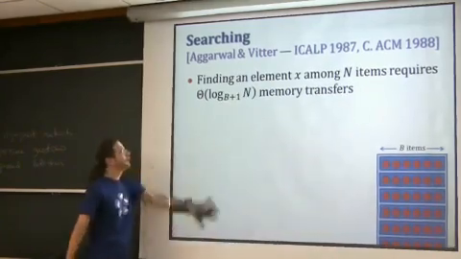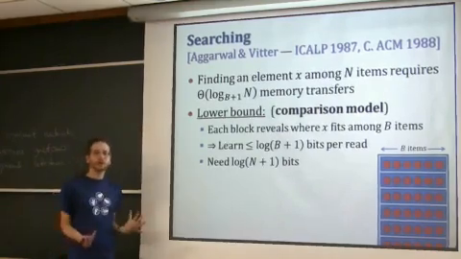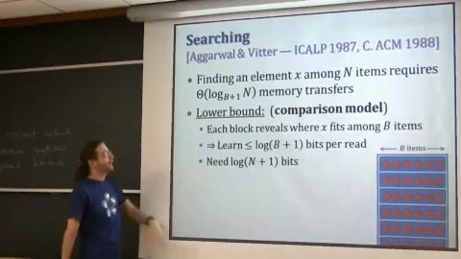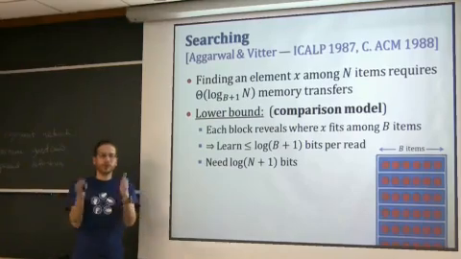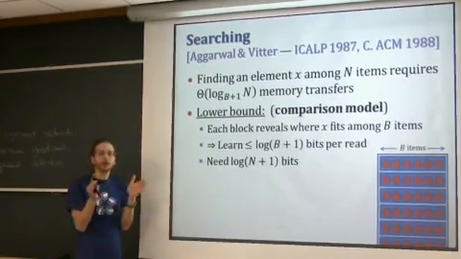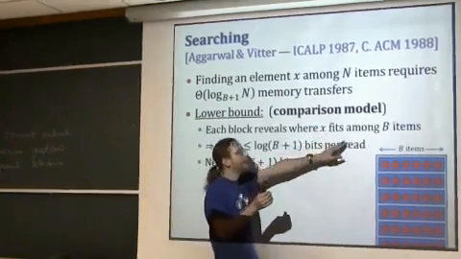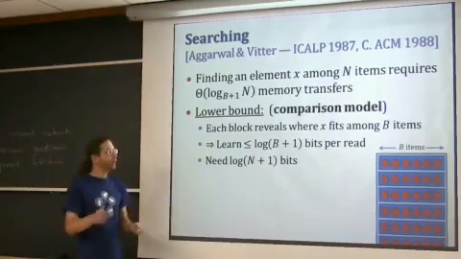First, why is this the right bound? Why is this optimal? You can do an information theoretic argument in the comparison model, assuming you're just comparing items. Then whenever you read in a block, if the blocks have already been sorted, what you learn from looking at those B items is where your query X fits among those B items. You already know everything about the B items, how they relate to each other, but you learn where X is.